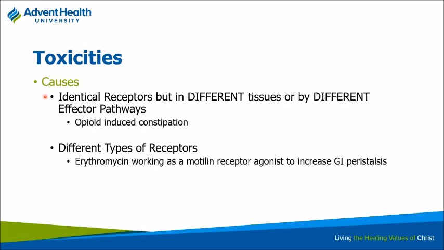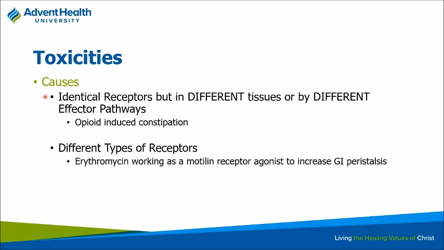Usually for pain, right? Well, opioid receptors are found throughout the body, not just in the spinal column and the CNS. We actually find them out in the GI tract as well. So one of the toxicities you find with opioids is frequently constipation, right? So again, it's the same effector pathway, the same opioid receptors, just in a different tissue than what you actually intended.